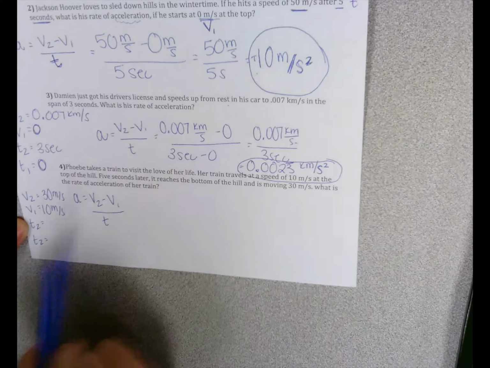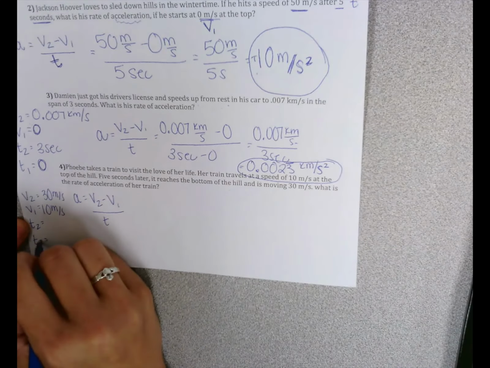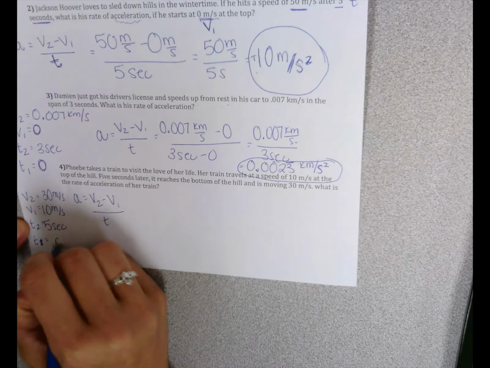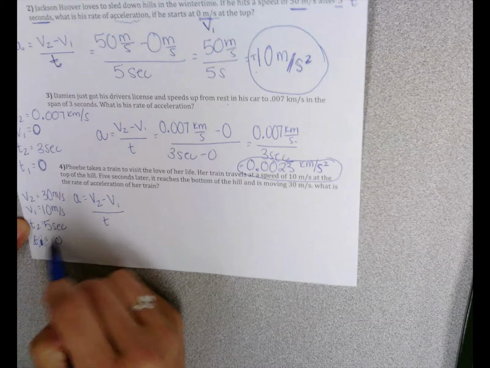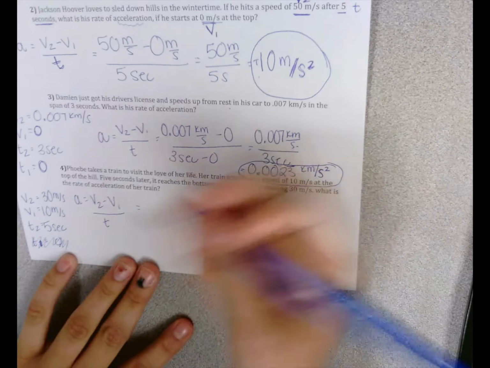What is the rate of her acceleration? It says 5 seconds later. Because it says that, we know that's the amount of time. And it starts at 0 seconds. Do you see why we usually just don't take into account that number? All right, so plug these in.